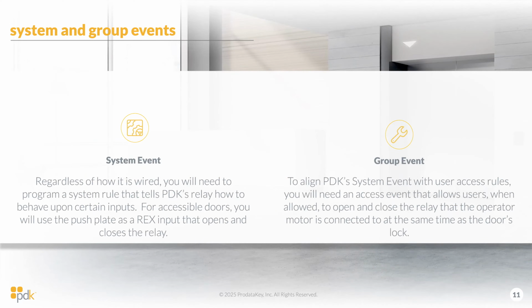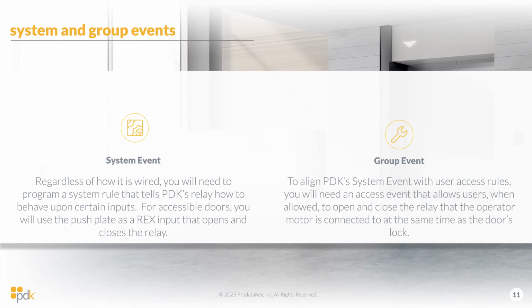Now, I've mentioned system events and group events a couple times now, and this is where we get into the programming for the system. What we're going to do is we're going to program both. We still need to grant access to that door just like we always do. So that would be a standard group rule or access rule written within the person or the group. But the group event is a little bit different, and I do have a video showing you how to program this ADA group event.